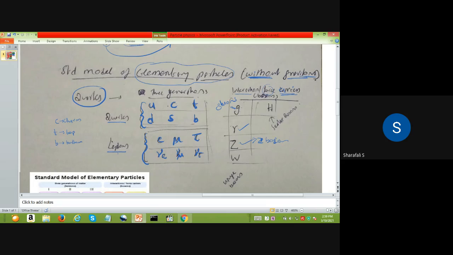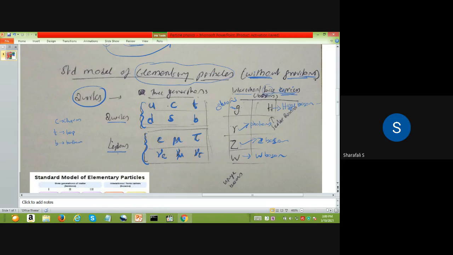Yes, Z bosons. Then we have the W boson here. This is the gamma particle, associated with photons. They are the force carriers for the electromagnetic interaction. And this is the Higgs boson. So these are the force carriers, or interaction carriers: one is the gluon, then photons, then Z bosons, W bosons, and Higgs bosons.